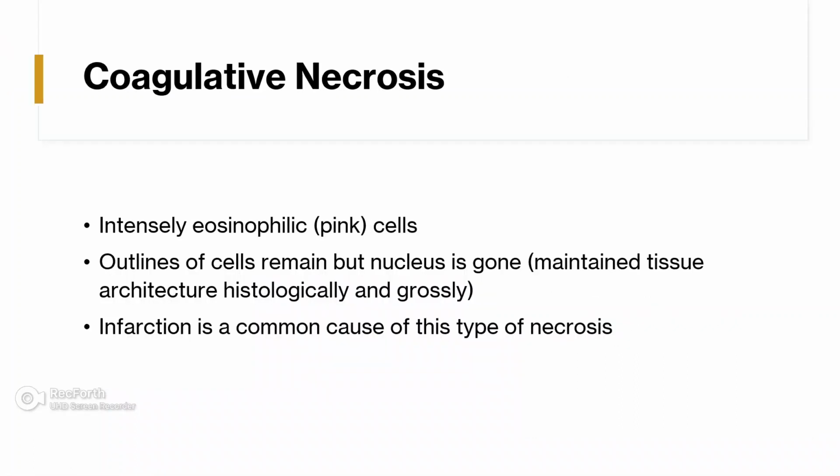So coagulative necrosis is intensely eosinophilic, so it's very pink histologically. The outlines of the cell remain, but the nucleus is gone. So you still have the tissue architecture under the microscope, so you can still see where the cells would have been, but there's no nucleus there. And an infarction, when the blood supply is disrupted, is a common cause of that type of necrosis.